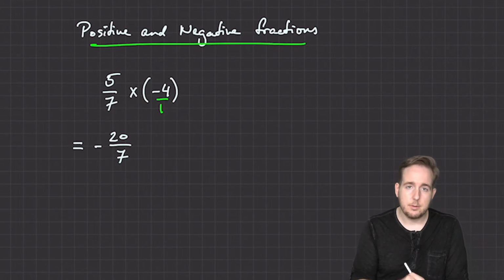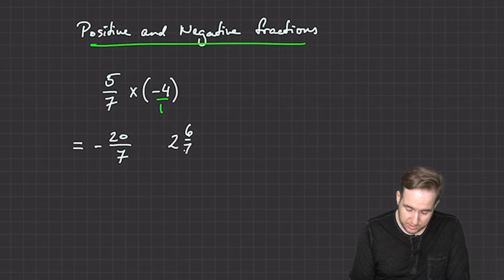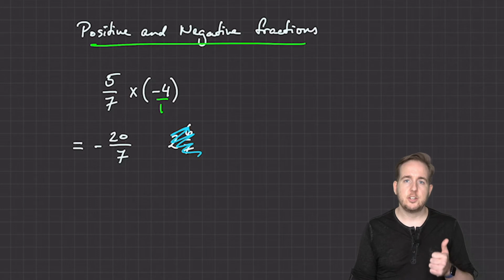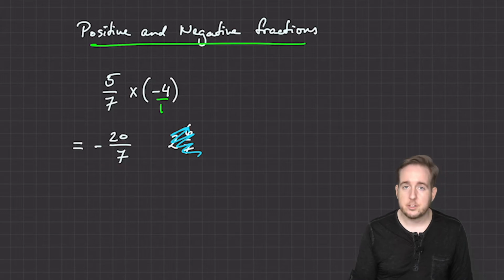And remember, I like the improper fraction. I'm not going to do this as, I could do this as 2 6/7, but this way of writing it is not as good because any addition, subtraction, multiplication, division is easier to do with this one than it is to do with the mixed fraction.